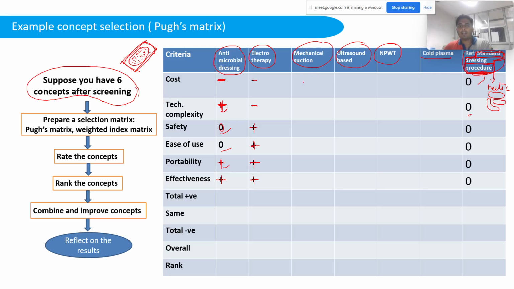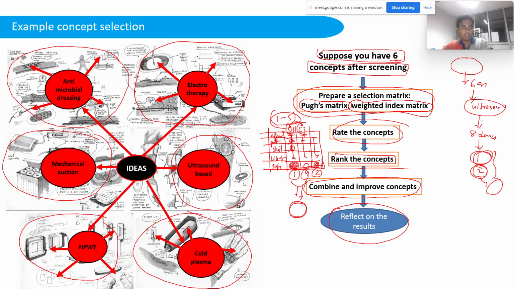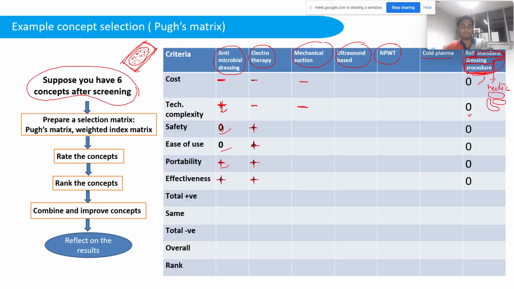And mechanical suction, again, it will be costlier, so it's a negative feature. Technical complexity is there, it is again negative. Safety wise, it's again not very safe because there are mechanical springs and mechanism involved. If you see the particular concept, you have some sort of spring mechanism and it tries to extract the exudates mechanically by generating some sort of mechanical suction pressure. So safety wise it is not very safe in comparison to standard procedure.